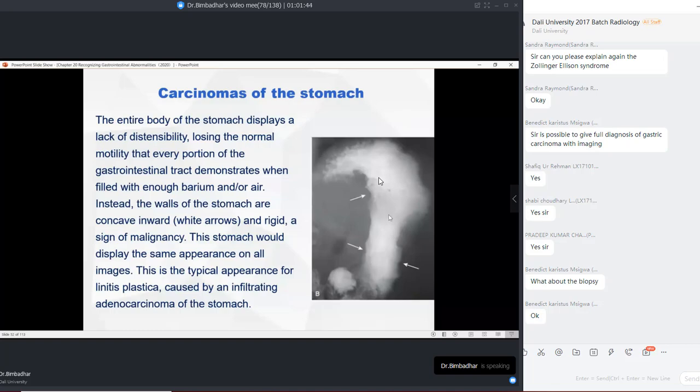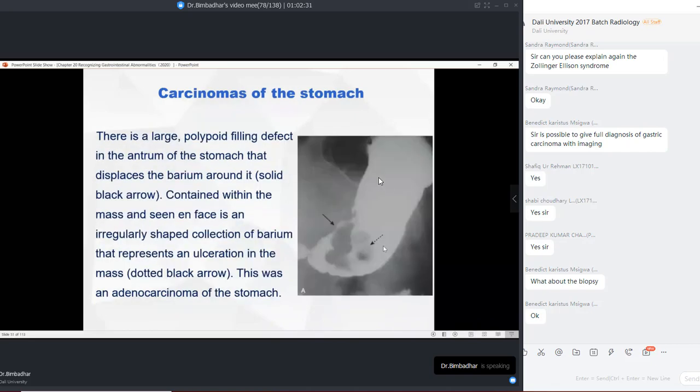Linitis plastica is a condition where the stomach became plastic, in the sense that there is a complete lack of distensibility and lack of movement. There is no peristalsis of the stomach, and it acquires a completely rigid shape. That's the reason we call it plastica. It becomes rigid and shows a lot of concave inward walls. That suggests you might be looking at infiltrating adenocarcinoma of the stomach.